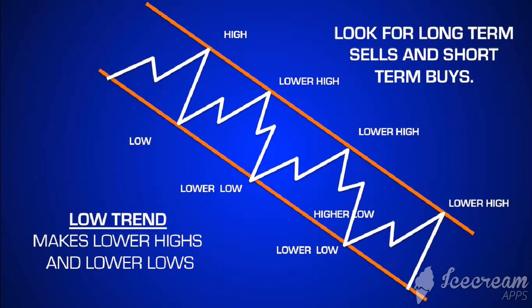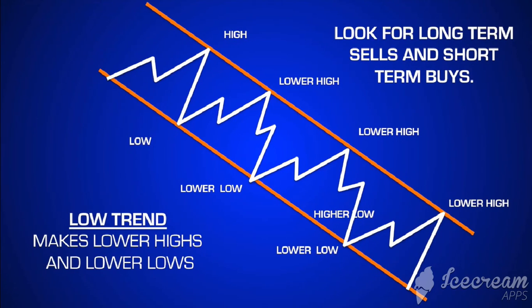Now the next one is the downtrend. The downtrend is just like the uptrend except it's going down. It's making lower highs and lower lows. You can see one high is lower than the last high, which is lower than the last high. You get the idea. So what you want to be looking for is long-term sells and short-term buys.